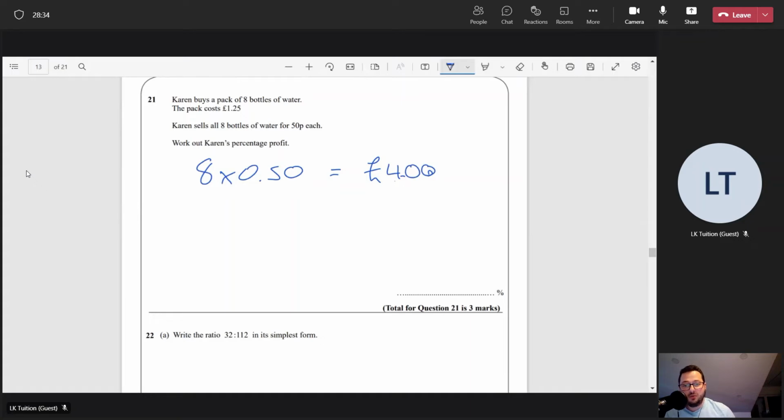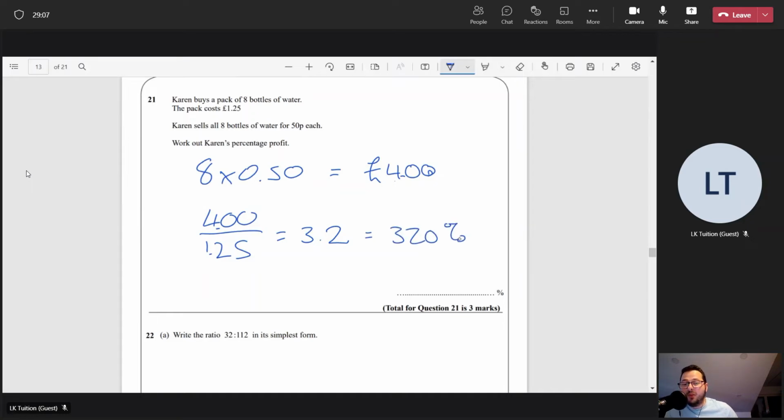You always do the new amount divided by the old amount. So 400 divided by 125, or £4 divided by £1.25. Put that in the calculator. So that is 3.2. And then what we want to do is times that by 100 to get your percentage. So that is 320%.